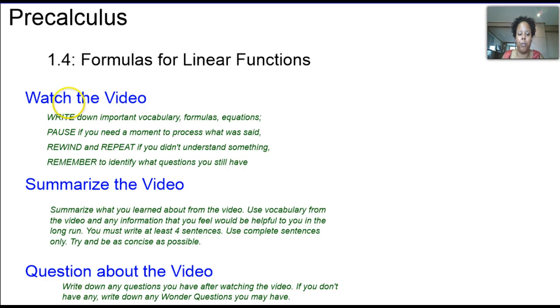Students, remember that you're to watch the video, summarize the video, and write down any questions that you have about the video. Please indicate time stamps so that I'll know what you're referring to, but let's start.